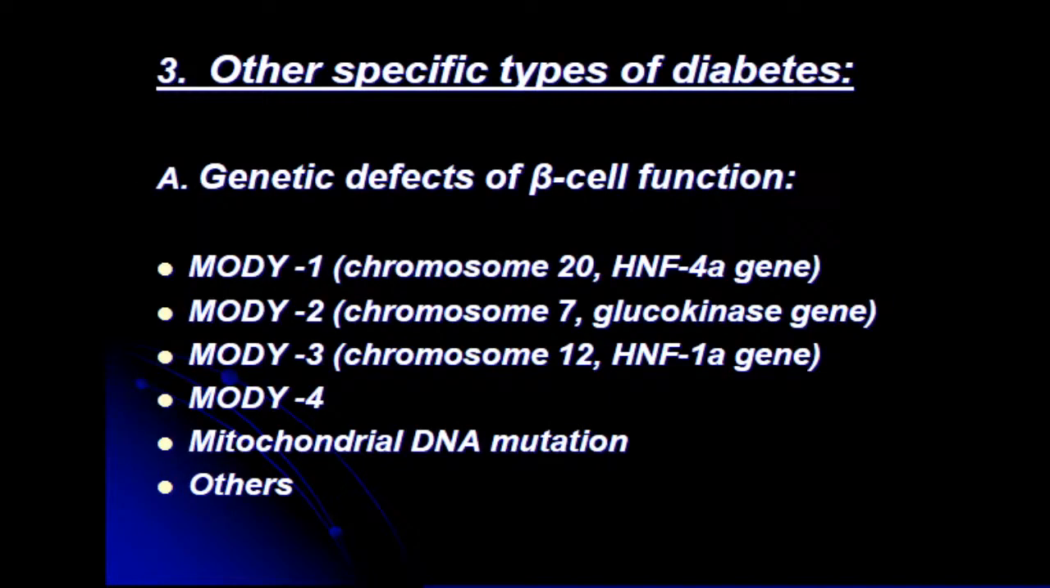Third group, other specific types of diabetes. Genetic defects of beta cells function. There are following: MODY1 chromosome 20, MODY2 chromosome 7, MODY3 chromosome 12, MODY4 and other variant diabetes mellitus. And the last group, gestational diabetes mellitus.